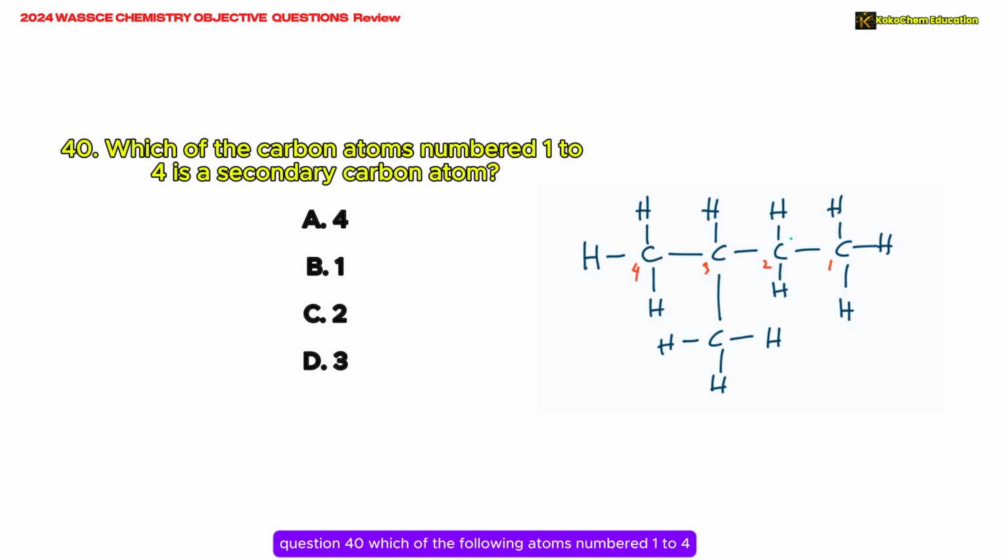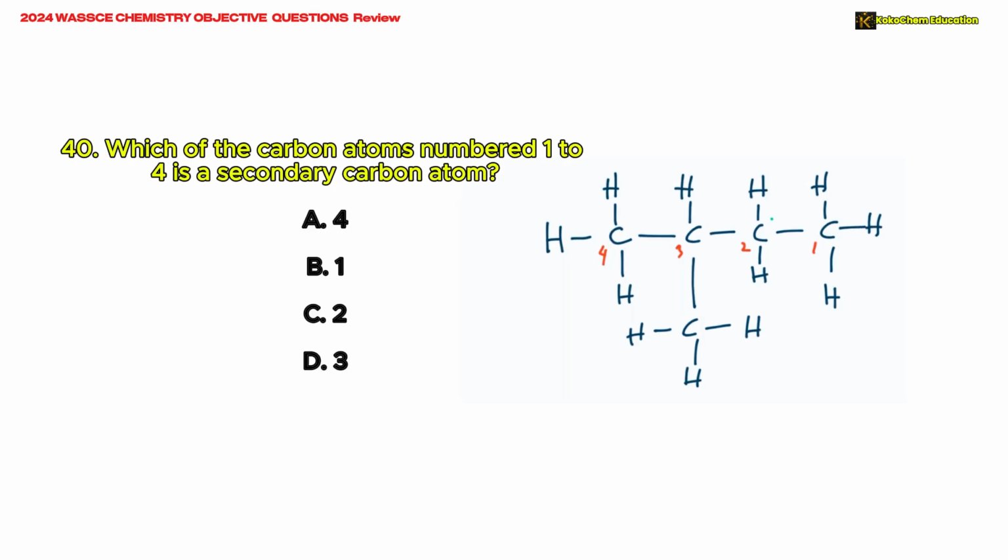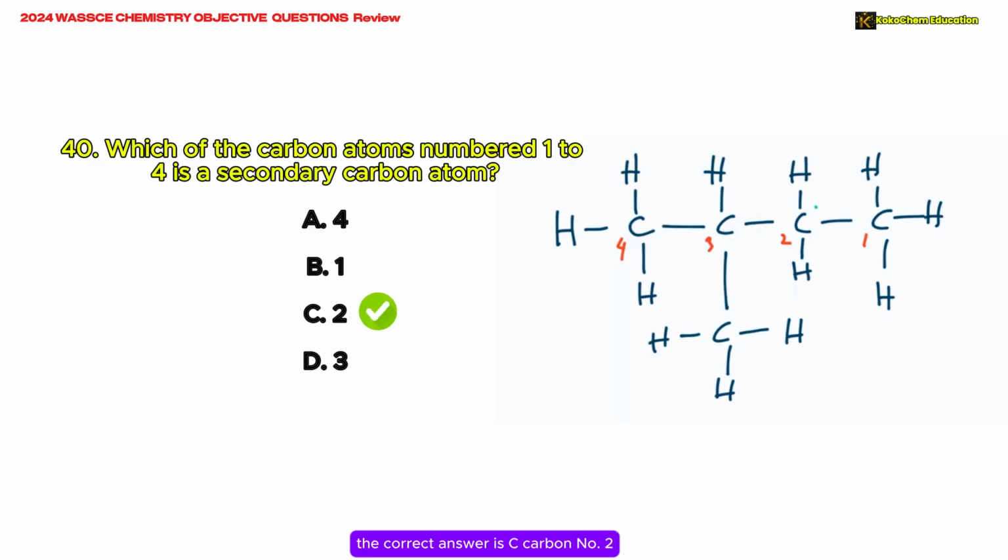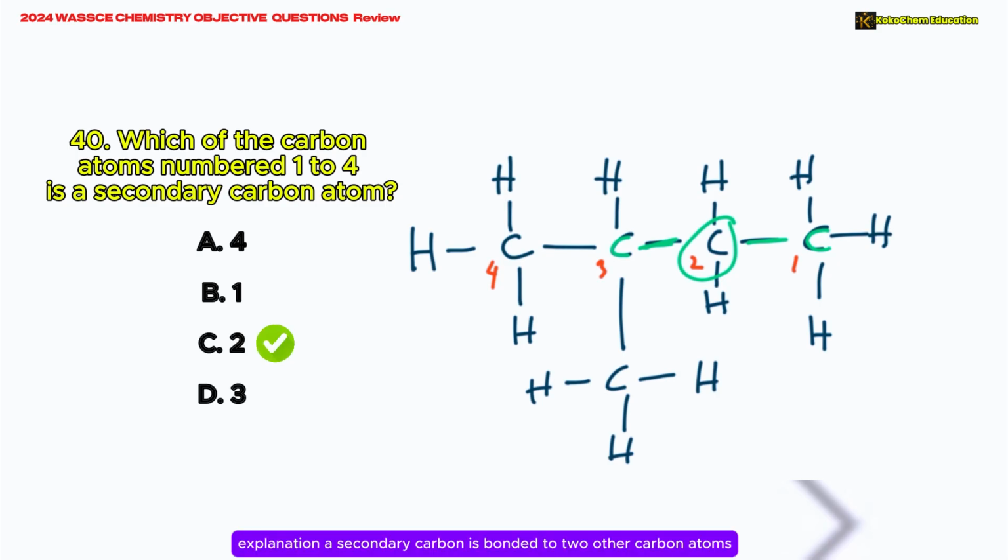Question 40. Which of the following atoms numbered 1 to 4 is a secondary carbon atom? A. 4, B. 1, C. 2, D. 3. The correct answer is C. Carbon number 2. Explanation. A secondary carbon is bonded to 2 other carbon atoms.